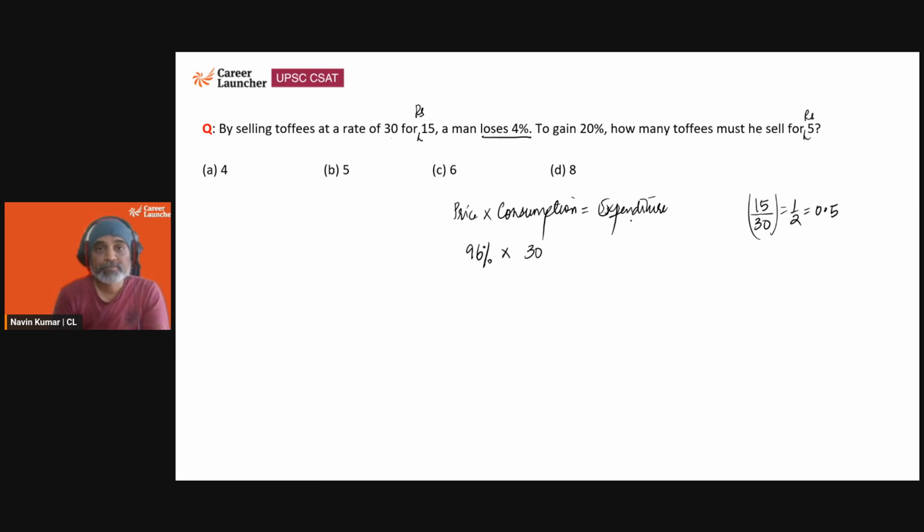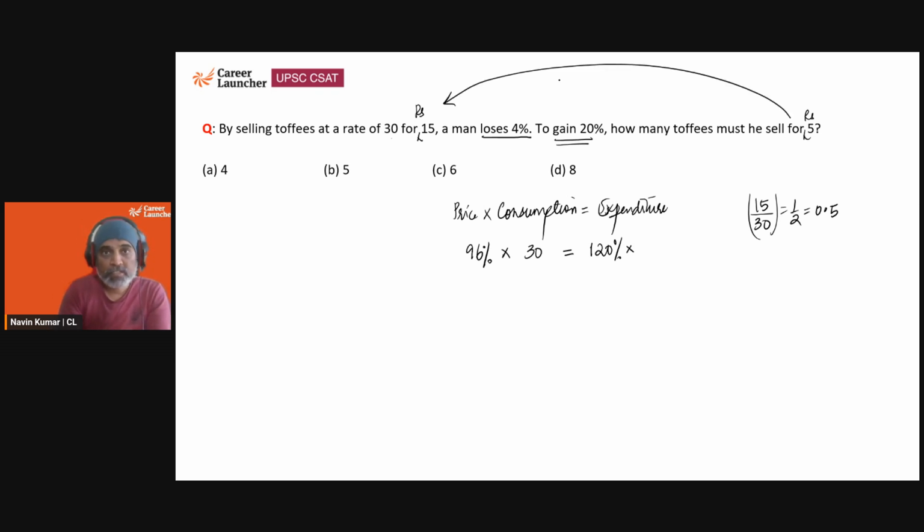gained. Okay. Now, he must have spent something. Now, he wants to gain 20%. So that would mean he gains 120% now. And he must sell for rupees 5, right? So since the expenditure is 5 times here, the initial one, sorry, not 5 times, 3 times. Okay, 15 is 3 times of 5. So this was based on rupees 15 as the expenditure, while this is based on rupees 5 as the expenditure.